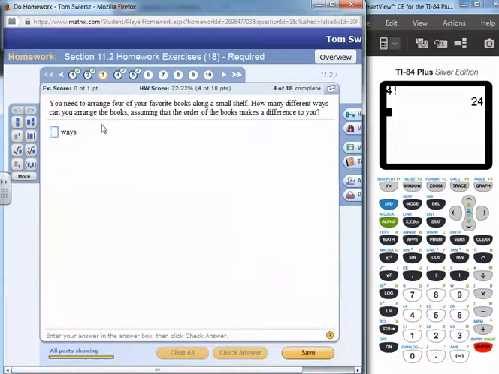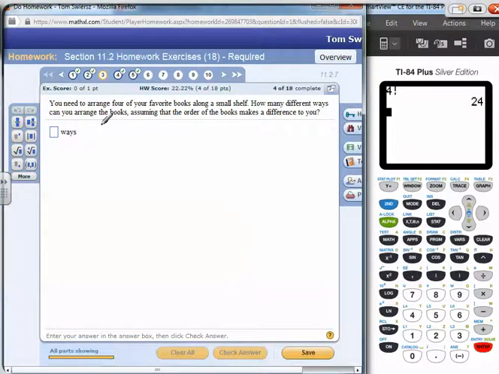All right, very good. Number 3, you need to arrange 4 of your favorite books along a small shelf. How many different ways can you arrange the books, assuming that the order of the books makes a difference to you? So again, we got 4 books. We're going to do all 4, order matters. So again, the first choice, we got all 4 books. We use 1, and then we've got 3 books left. For the second position, 2 books and 1.